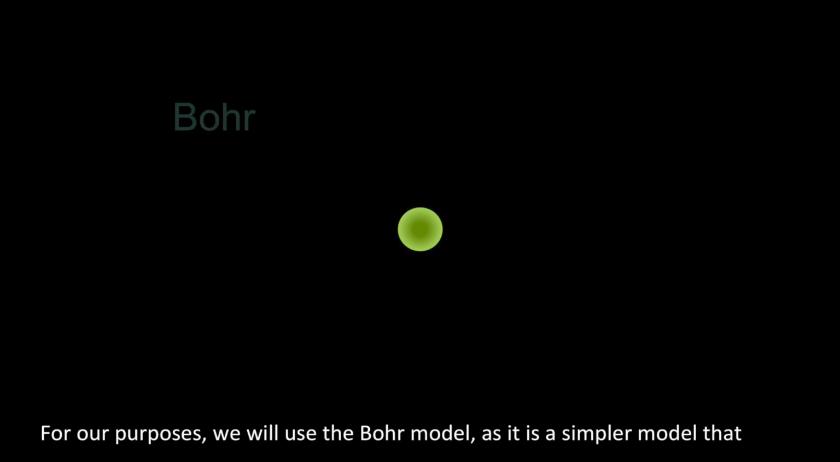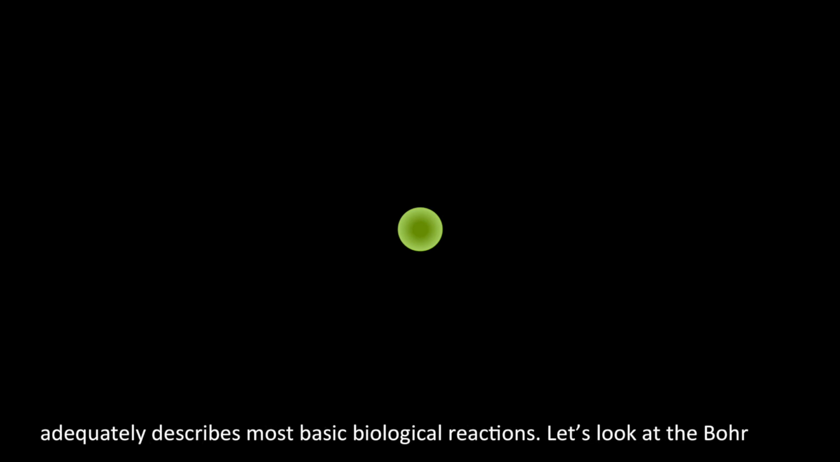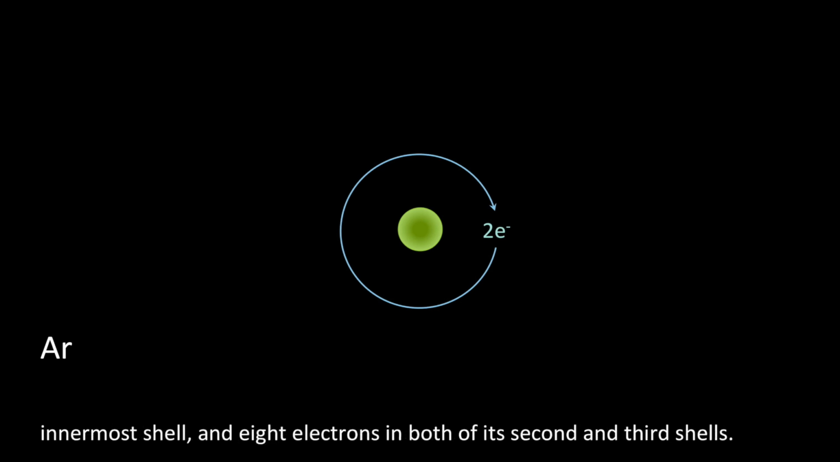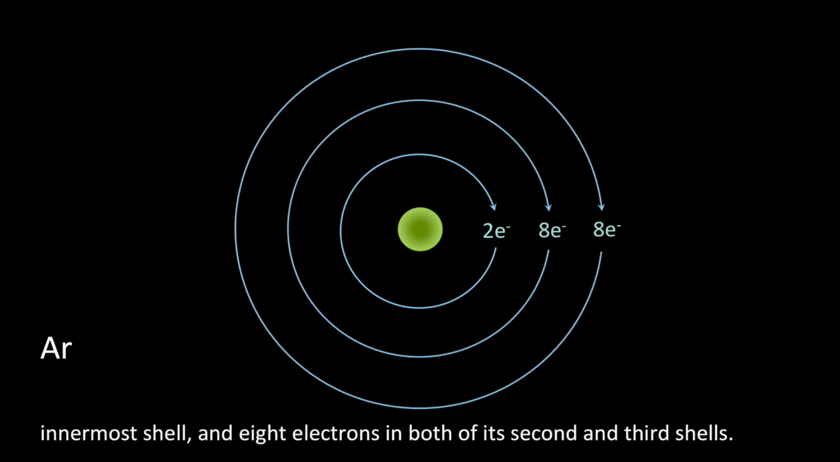For our purposes, we will use the Bohr model, as it is a simpler model that adequately describes most basic biological reactions. Let's look at the Bohr model for argon. Argon has 18 electrons filling all of its electron shells, 2 in its innermost shell, and 8 electrons in both of its second and third shells.